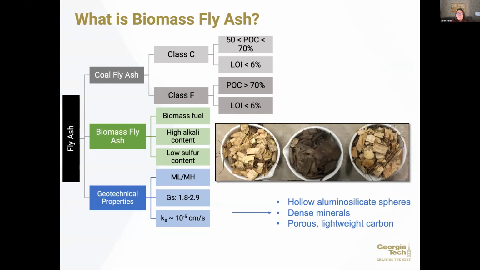So the biomass ash is going to have a very high alkali content. It'll have a low sulfur content. And you can imagine that the carbon content is going to vary substantially based on the input that we have from the biomass plants. In general, though, we can say that these ashes share some characteristics. So in most cases, fly ash is going to classify as a silt material. We have seen some ashes that do have a little bit of plasticity to them.